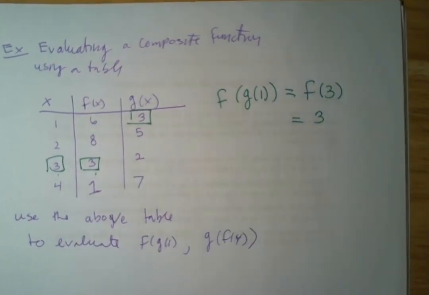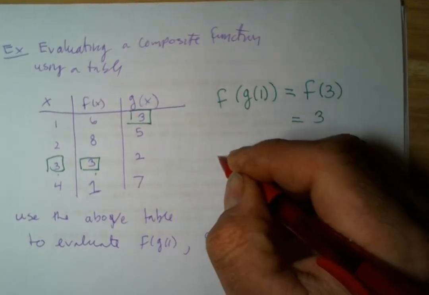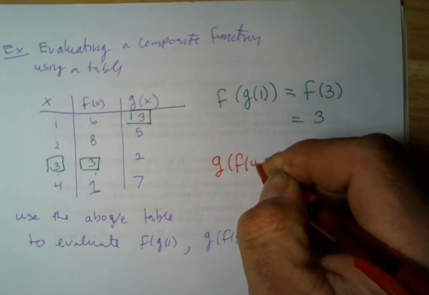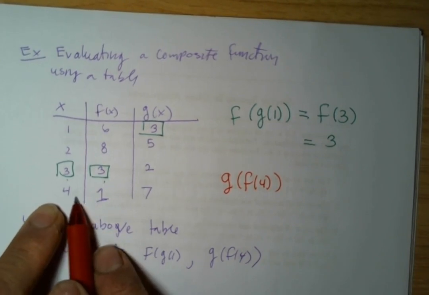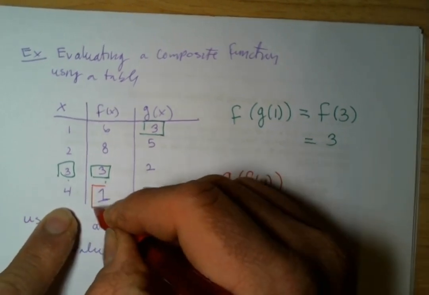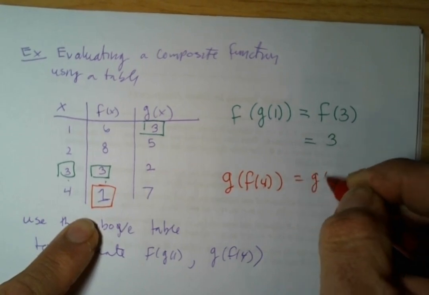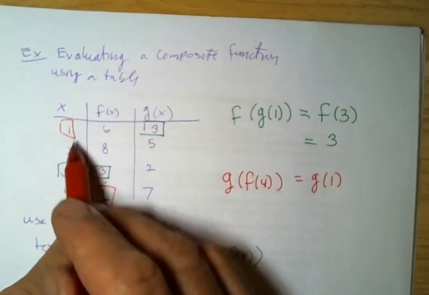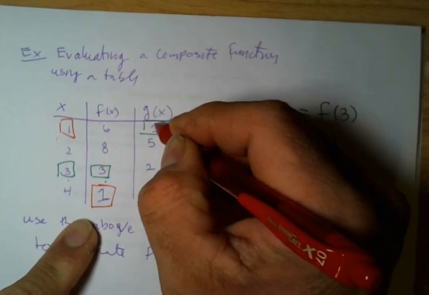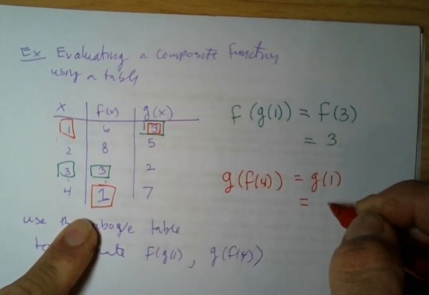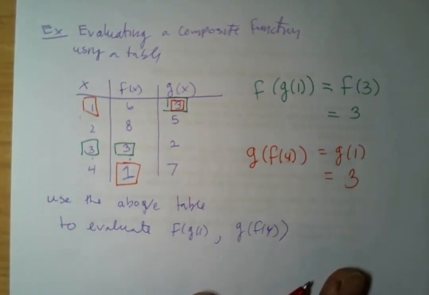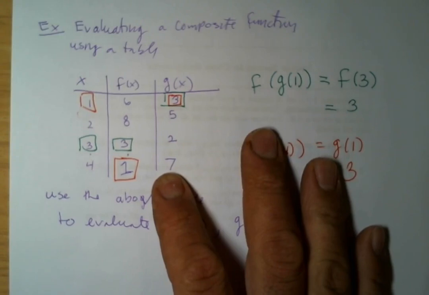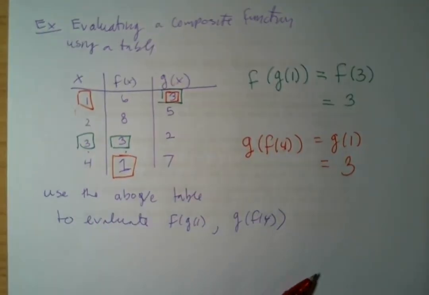Okay, so now let's try the next one. All right, so for the next one, we want to find g of f of 4. Okay, so again, we start off for the value of 4, the input here, and the output for f is 1. All right, so we go to 1, and then we go, all right, what is the output for g? And that is 3. Okay, all right. And that is how we would go about solving something like this, given a table of values.